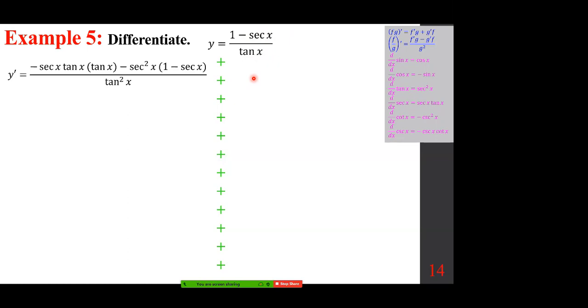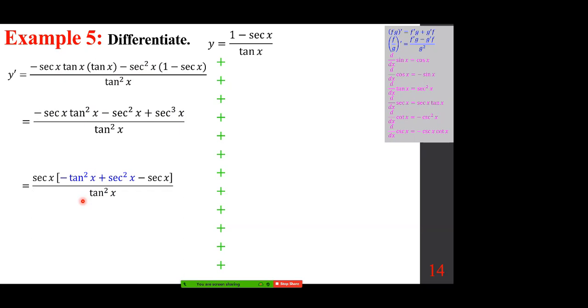Now we just have to rewrite things. All right, so what do we have here? Minus secant x tan squared, minus secant squared x, minus times minus is plus secant cubed. And secant is in common. You can take the secant or negative secant, makes no difference. Either way is fine. So if you take the secant x out, you get negative tan squared plus secant squared minus secant x.